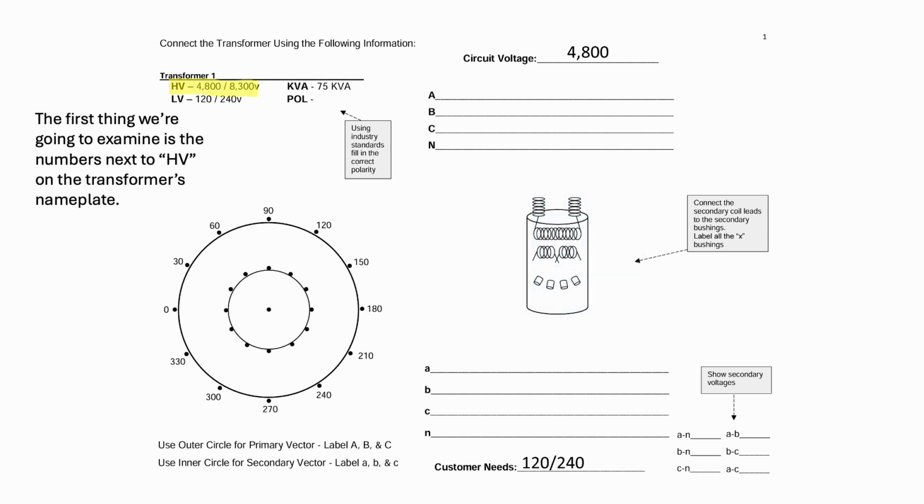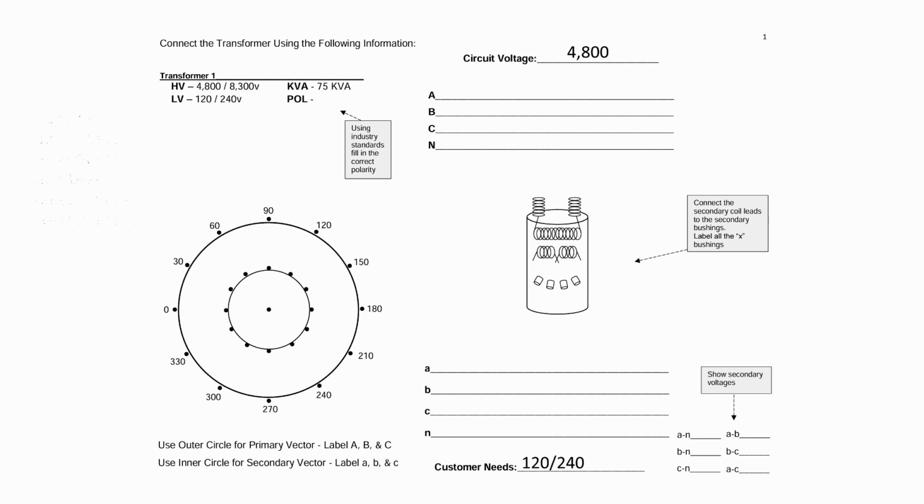So the first thing we're going to examine are the numbers that are next to HV on the transformer's nameplate. Ultimately, we're going to cross out the higher number because the one you need to be concerned with is the lower one. However, we should get an understanding of what both of those numbers mean before we move on.